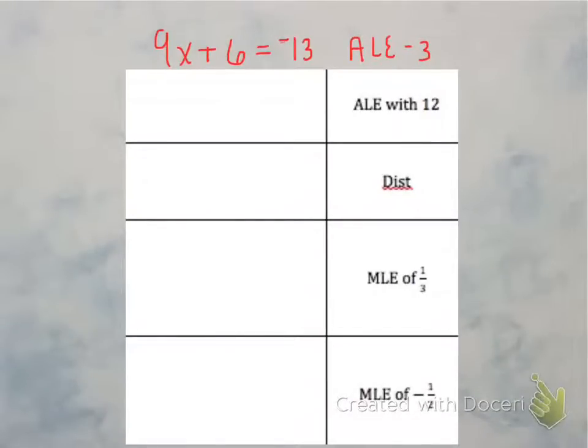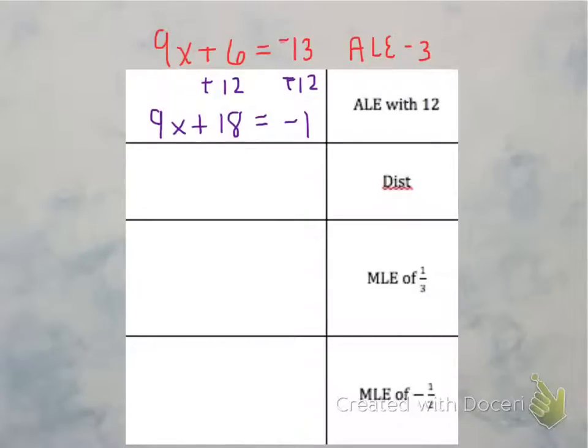In the next line, I'm asked to apply an ALE with 12. So I take the previous, so I've just got it written there, but you should have it on your worksheet. And I'm adding 12 to both sides of the equation. So I should end up with 9x plus 18 is equal to -1.